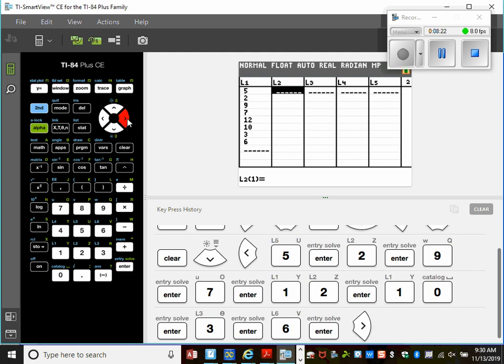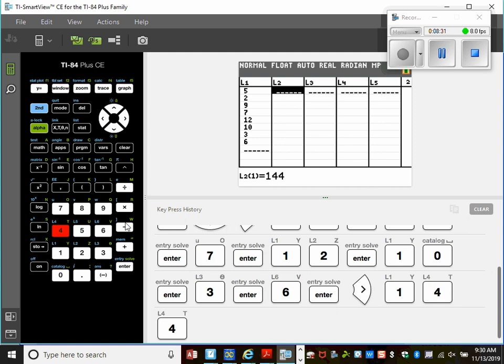So once you have them all into L1, you arrow over to L2. Okay, just arrow over once, and then you'll be in the L2 column, and we're going to do the same thing, put it into L2. All right, so 14. And notice I put 144. So I'm going to delete that. All right, enter. Okay, 15.